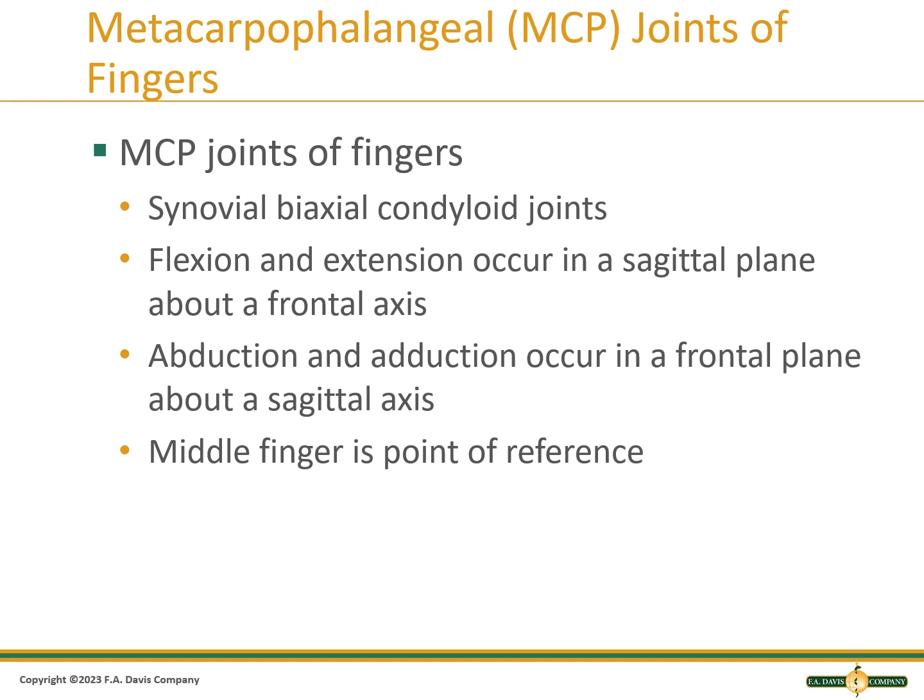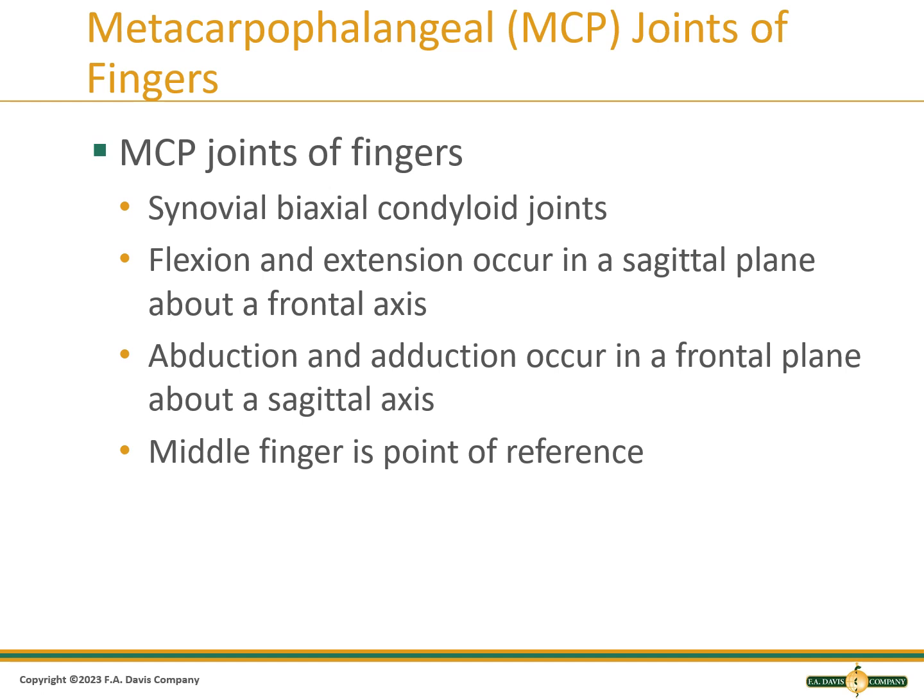The MCP joints of the fingers are a little bit less restrictive than the MCP joint of the thumb because these are biaxial joints. So we get motion in two planes of movement. They are synovial joints as well, and they are condyloid. So flexion and extension occur in a sagittal plane about a frontal axis, same as our other joints of the body. Ab and adduction occur in a frontal plane about a sagittal axis.